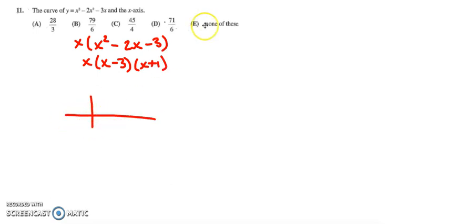So if we graph this, we see that we've got x-intercepts at -1, 0, and 3. Since we have a positive leading coefficient, we know our end behavior looks like this. Since all of these are single zeros, we must cross through the x-axis each time. So basically we want to integrate from -1 to 0, and from 0 to 3, and we want to take the absolute value of each of the integrals.